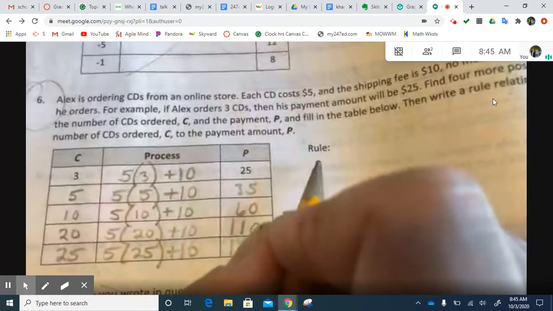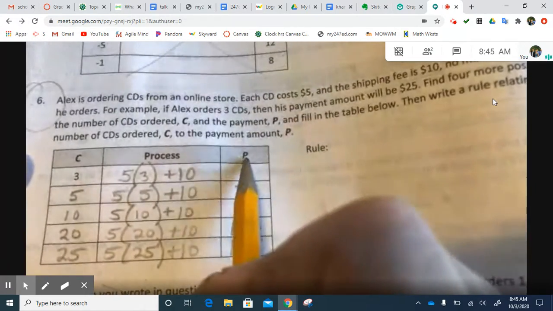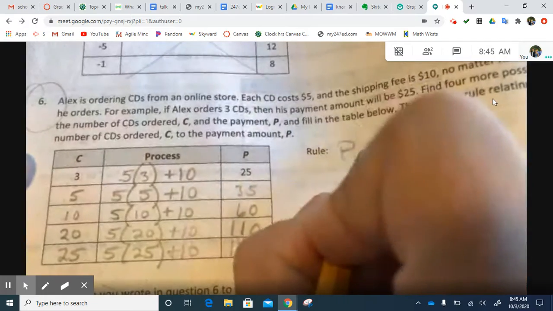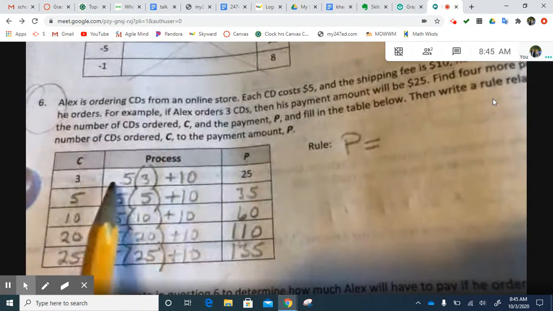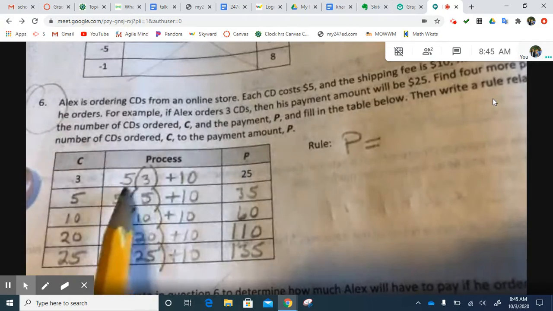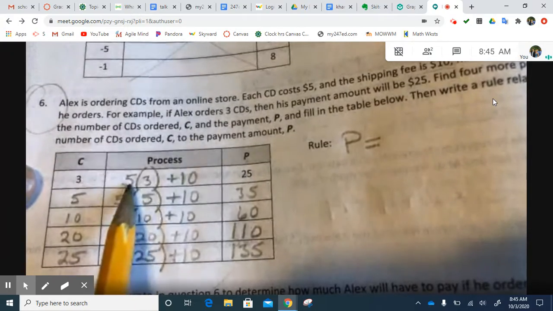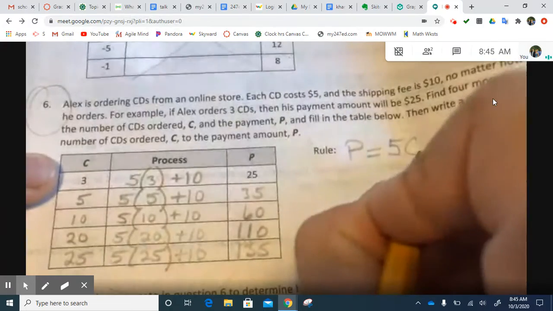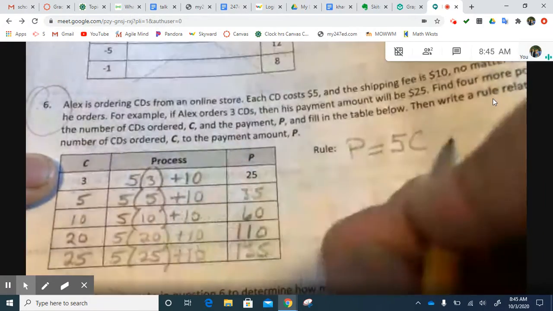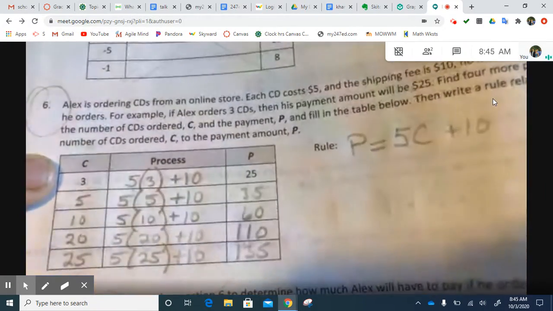So the rule is our output, which is P. P equals, what are we doing with our input? Multiplying it with 5. So we'll have 5 times our input. So that'll be 5C plus 10 for that shipping fee.